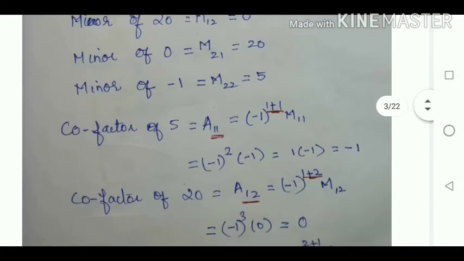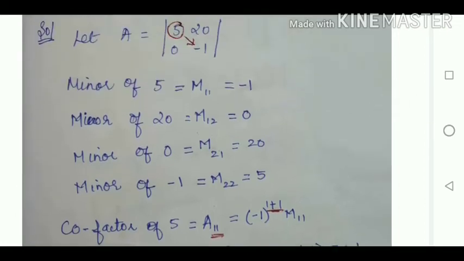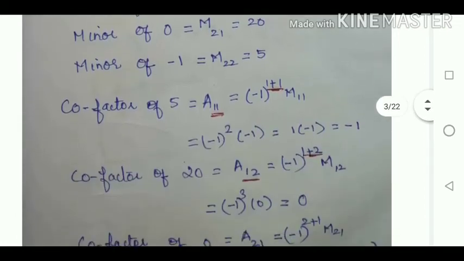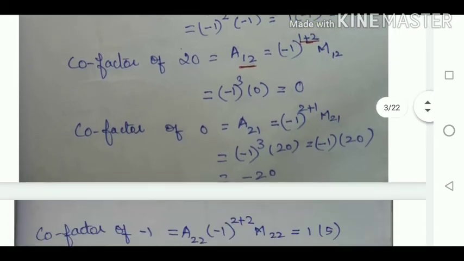Likewise you have to find for 20. So A12 means 1 plus 2 equals 3. Minus 1 cube equals minus. Minus into M12, we found the value of M12 equal to 0. So 0 into minus 1, you get 0. Cofactor of A21 equal to 2 plus 1, 3, that is minus 1 cube equals minus 1. M21, already we found the value, minor of 21 equal to 20. So minus 1 into 20, you get minus 20.